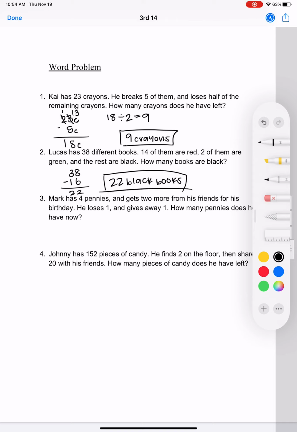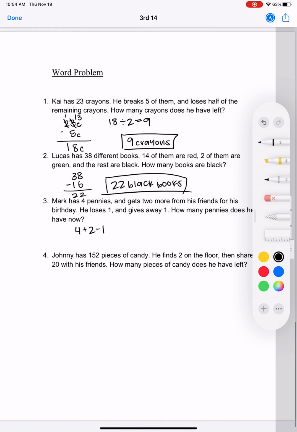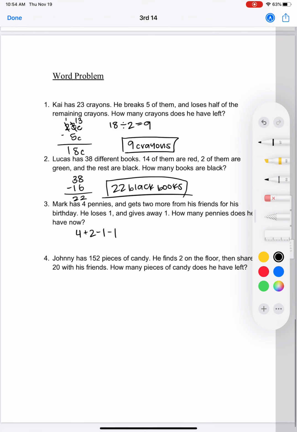Number 3, Mark has 4 pennies and gets 2 more from his friends for his birthday. He loses 1 and gives away 1. How many pennies does he have now? So he has 4 pennies, gets 2 more from his friends, minus 1 because he loses 1, and then gives away another 1. So if you solve this, 4 plus 2 is 6, minus 1 is 5, minus 1 is 4. So he has 4 pennies left.